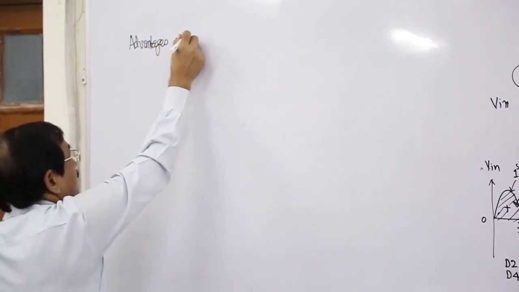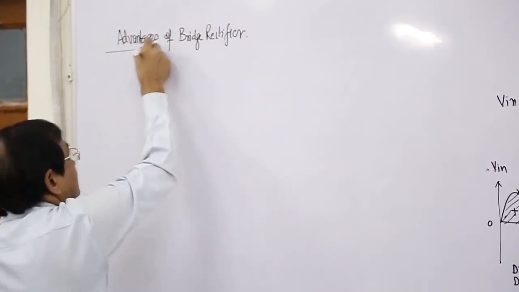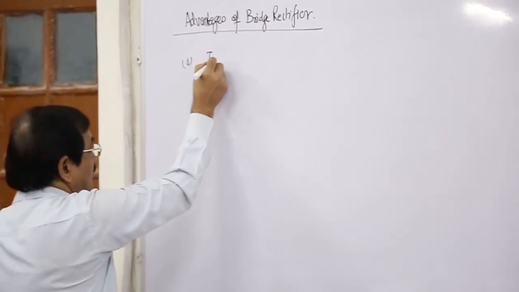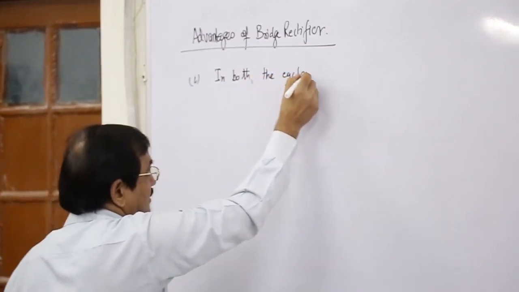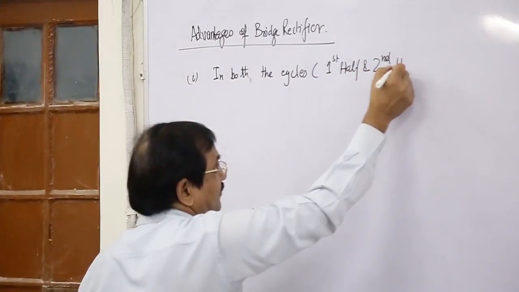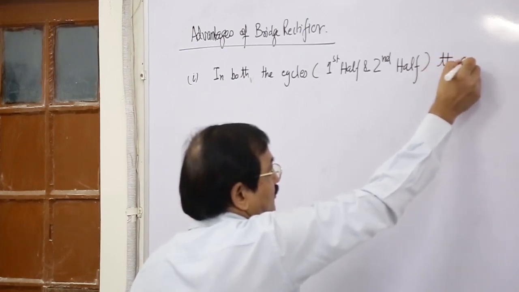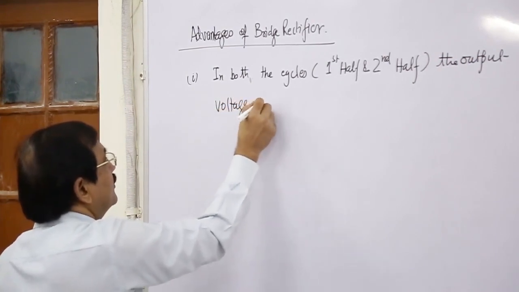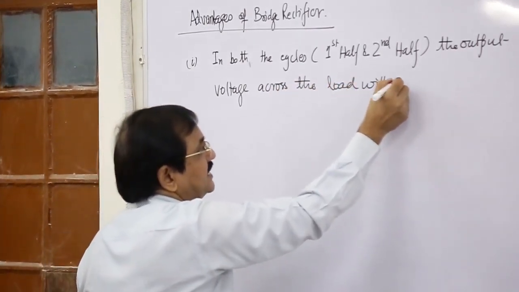Advantage of the bridge rectifier. Advantage of the bridge rectifier is, first, in both the cycles, that is first half and second half, the output voltage across the load will be the same.